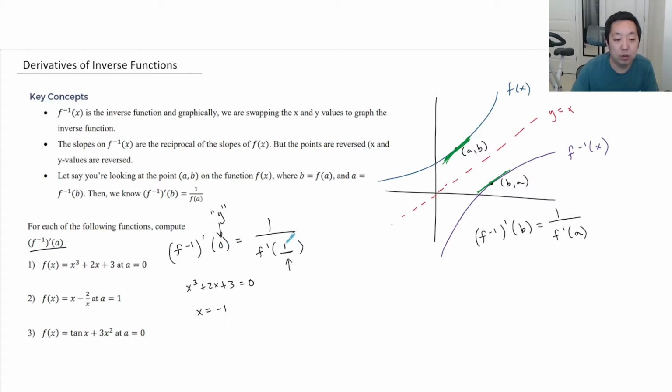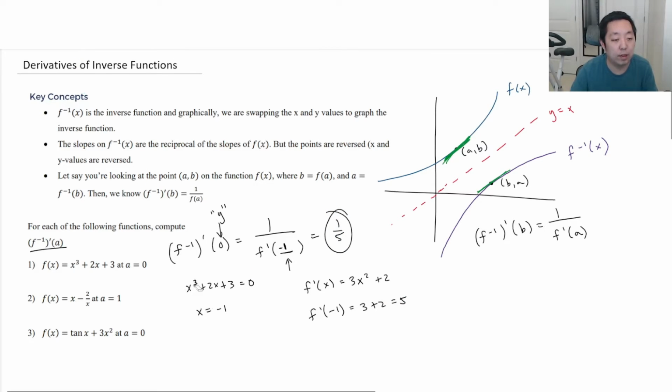So then I'm going to take the derivative at -1, plugging in -1. Now I need to compute what f prime of x is. The power rule says it's 3x squared plus 2. Then I plug in -1, and I get 3 plus 2, which is 5. So this would be 1/5. That's how we handle that.